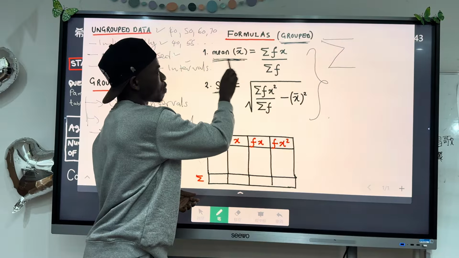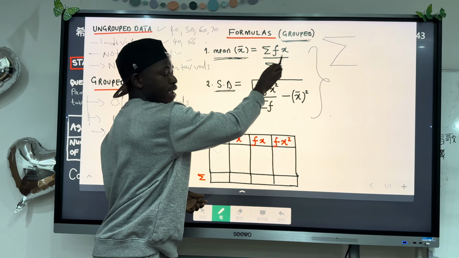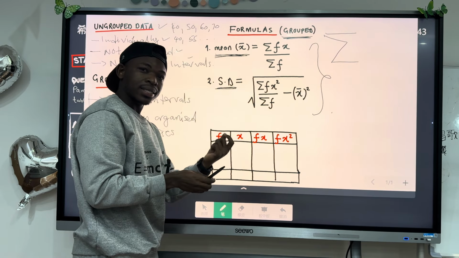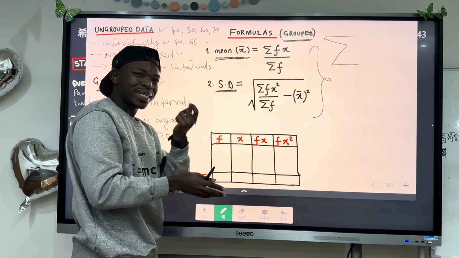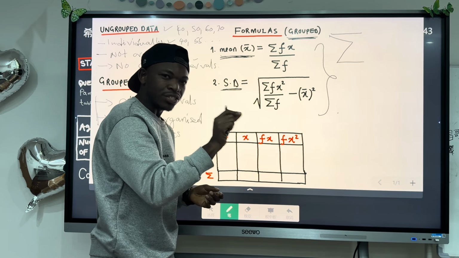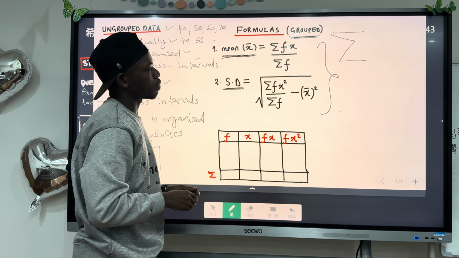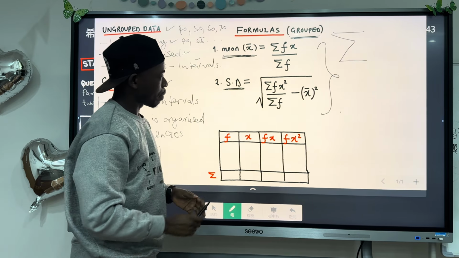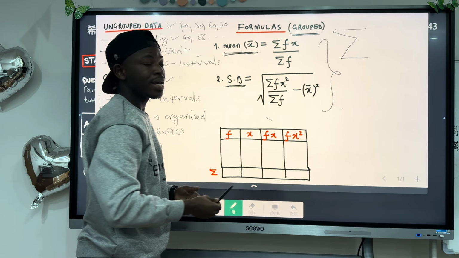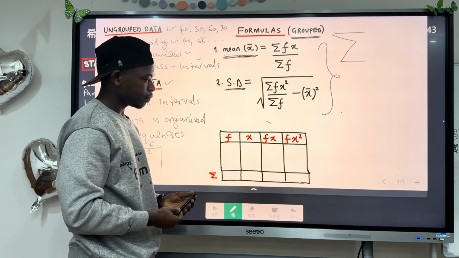So one more thing, mean is equal to summation of fx divided by summation of f. So f is the frequency, the number of times a particular data entry appears. That's frequency. X is the data entry we are talking about. Yeah, f is the frequency. So this is what we need to use to find standard deviation.